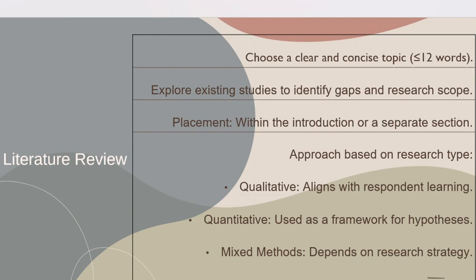Literature review. The first step is to choose a clear and concise topic. A good rule to follow is to keep your topic title under 20 words. This ensures your research remains focused and prevents you from becoming overwhelmed by too much information. Second step is identifying the gap.